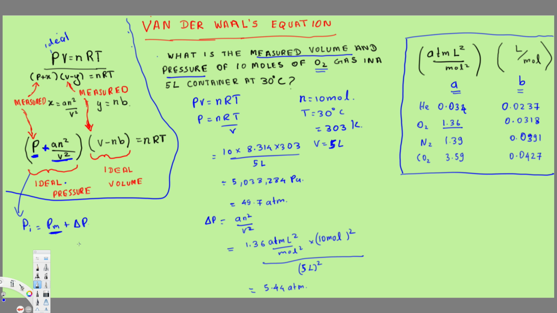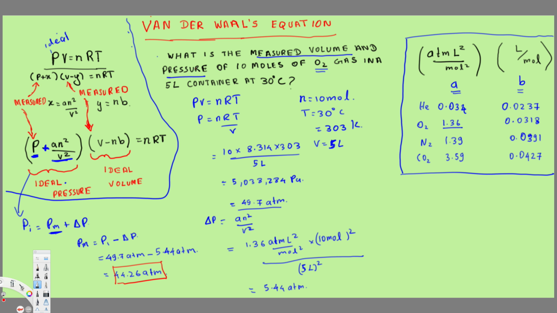So let's rearrange this equation. P measured is equal to P ideal minus delta P. P ideal we already calculated, that is 49.7 atm. So 49.7 atm minus this value, delta P, that is 5.44 atm, and that will give us 44.26 atm. And this is the answer for the pressure part.